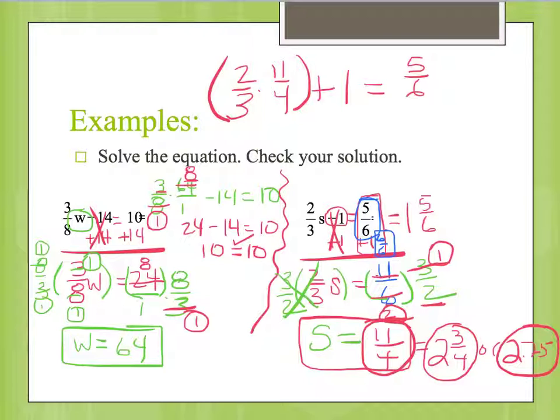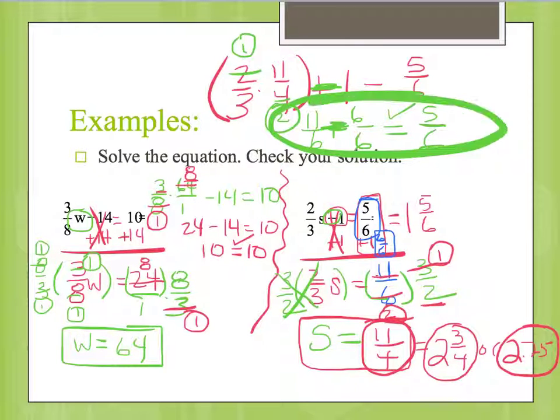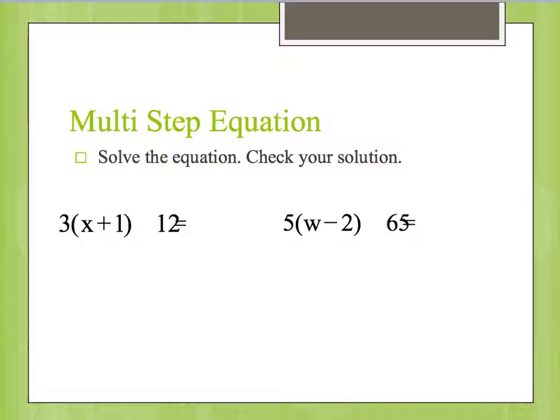2/3 times 11/4, I can cancel the 2 and the 4, make that a 1 and a 2. 11 times 1 is 11, and 3 times 2 is 6, so I got 11/6 plus 1, which we know is 6/6. Oh, and by the way, this is subtraction, not plus, so that's minus. So 11/6 minus 6/6 is going to equal 5/6. So my answer checks. In our next two examples, we're going to deal with doing a multi-step approach.